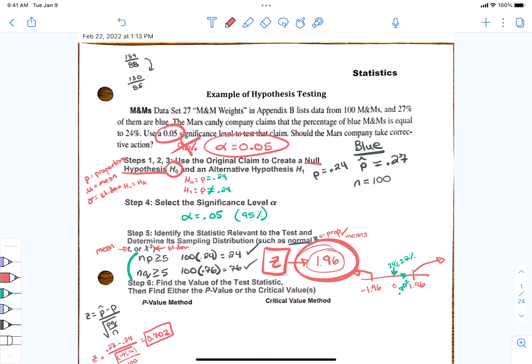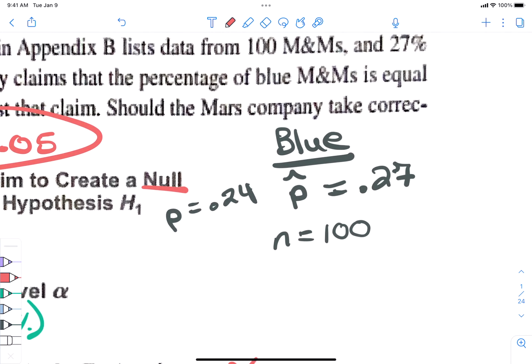So I'm going to run through the stuff that we've been talking about. The Mars Candy Company is claiming 24% blue, right? But we did a sample of 100 M&Ms and we got 27% blue. So are they wrong to advertise 24%? Can they get away with advertising 24% if we actually got 27? Are those close enough to being the same thing that we say, okay, you're all right? Like, is it within the range?